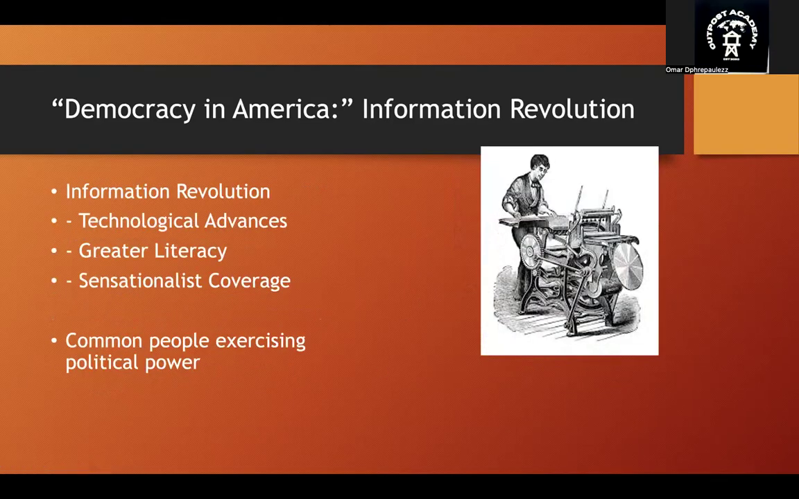There's also at this period an information revolution taking place, and this expands the political sphere into the masses. Steam-powered printing presses became quite common, which reduced the cost of printing. So more pamphlets, more books, more newspapers. The literacy rate in the United States was one of the highest in the Western world, probably the highest, even though it's probably only about 65%. You have many more newspapers and periodicals in circulation as a result of increased literacy, and they begin to embrace sensationalist coverage of politics, often politics as entertainment. But again, the common people exercising political power is the result of this technological advance in the dissemination of information.